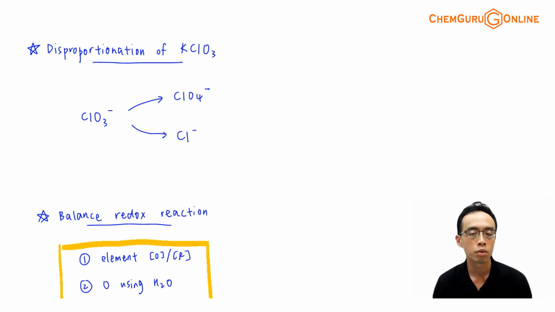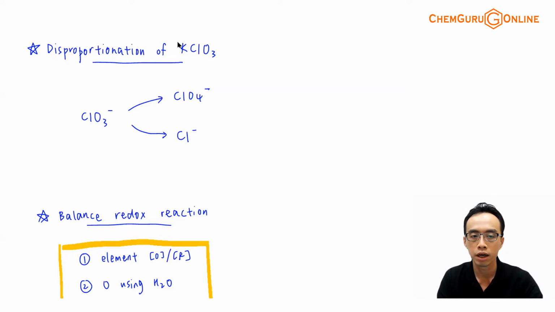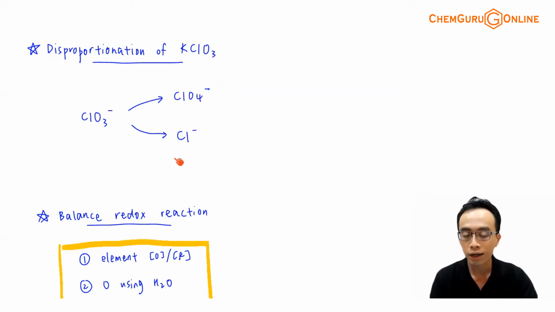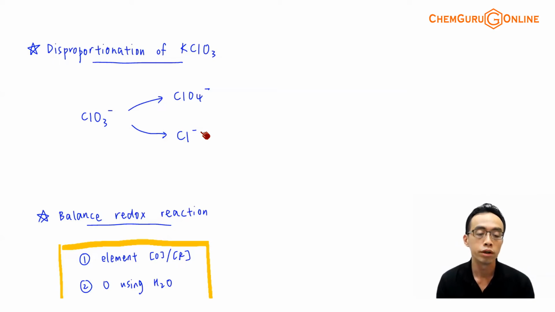Now in today's video, we want to discuss the disproportionation of potassium chlorate(V) and write out this balanced redox reaction. Given potassium chlorate(V), the formula is KClO3, undergoes disproportionation and the products given are chlorate(VII), the formula is ClO4 minus, and chloride, Cl minus. What we want to do is write out this overall balanced equation involving this disproportionation.